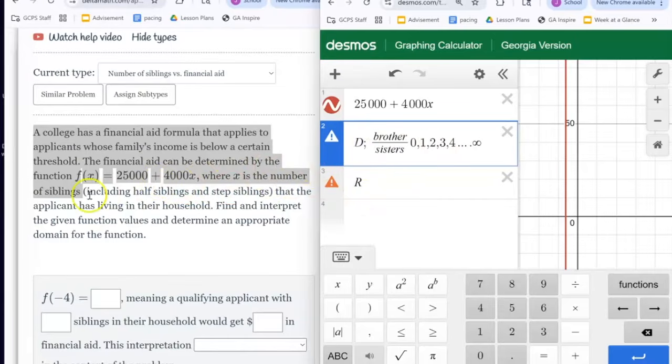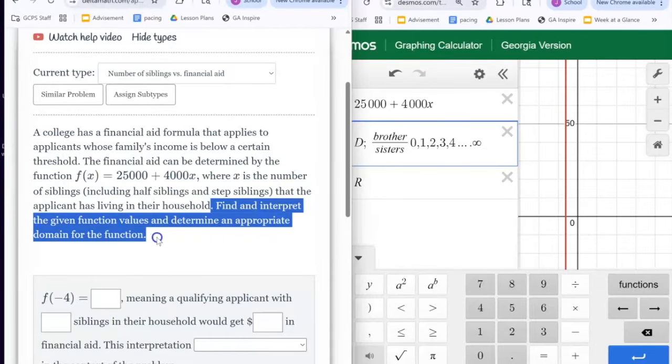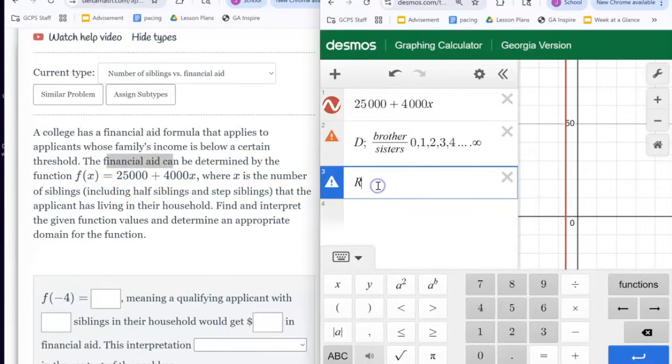So that was the x. All right, including half siblings and step siblings, that's fine. The applicant is living in the household. Find and interpret the given function and determine the appropriate function. Okay, so range is the amount of financial aid that can be dispersed. In terms of financial aid, can they give you negative money? No. So in this case, range is going to start at 0.